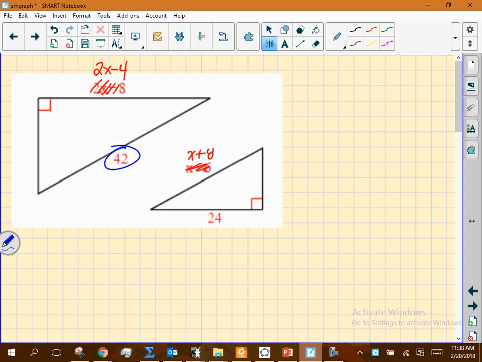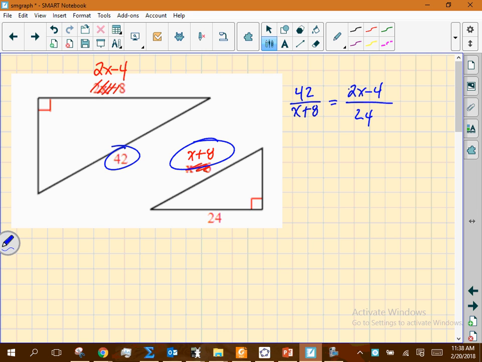So I know 42 should relate to x plus 8. So 42 compares to x plus 8. All right, so what should I then put in this position here? 2x minus 4. Okay, because that's the leg of that triangle. Okay, so I want my numerators to come from the same shape. And then down here should be 24, right?